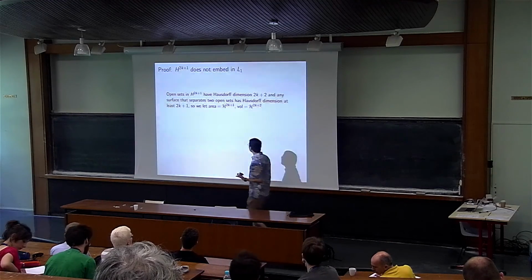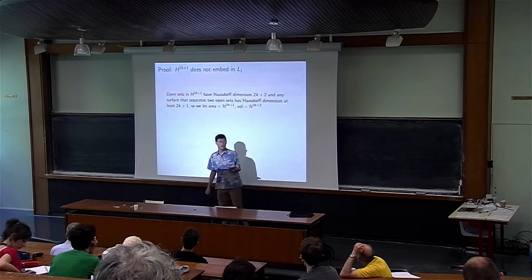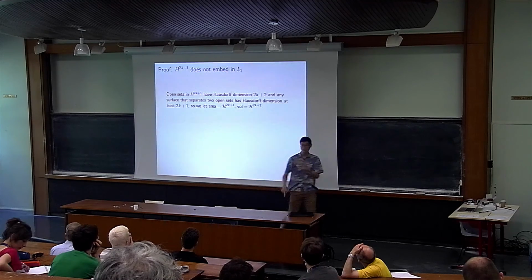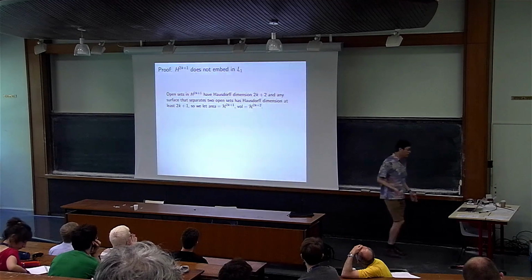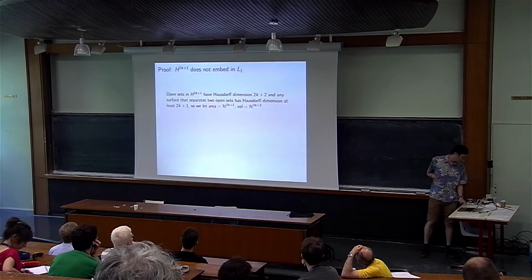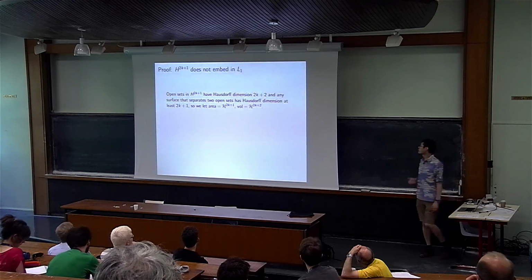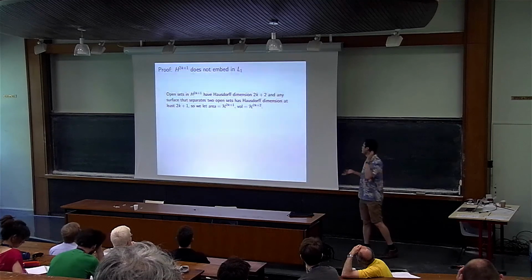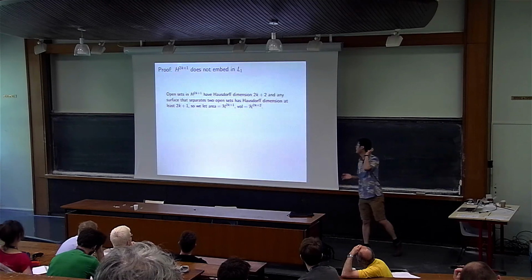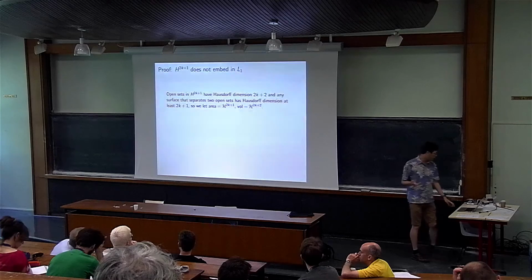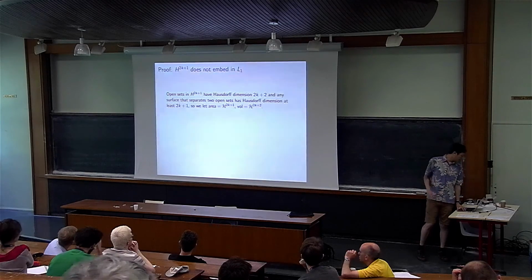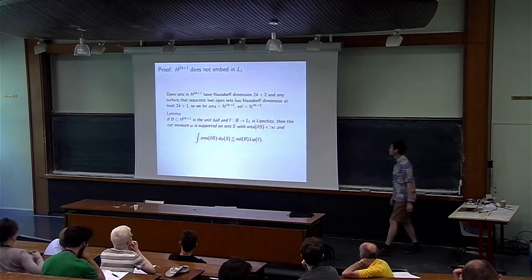An open set in H2k plus 1 has Hausdorff dimension 2k plus 2, because remember the vertical line has Hausdorff dimension 2. And any subsurface that separates two open sets has to have Hausdorff dimension at least 2k plus 1. So I'm going to call the area of a set its 2k plus 1 dimensional Hausdorff measure. I'm going to call the volume its 2k plus 2 dimensional Hausdorff measure.